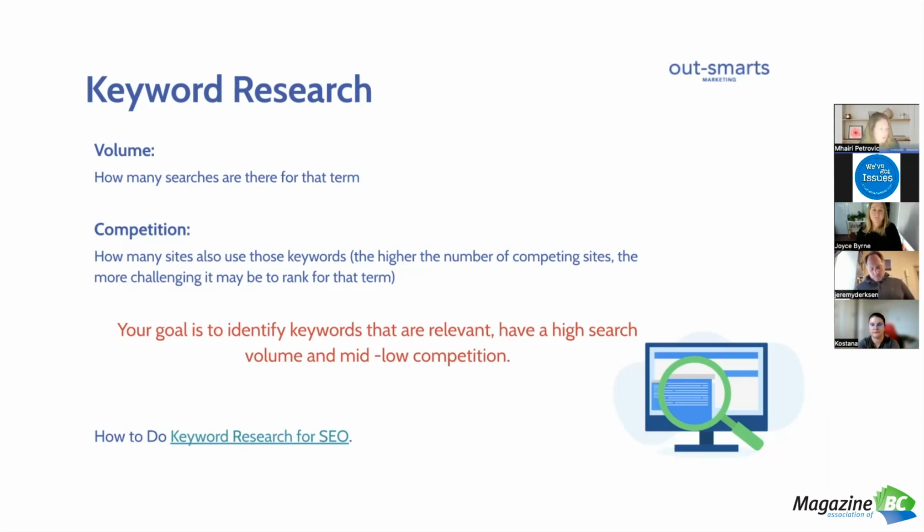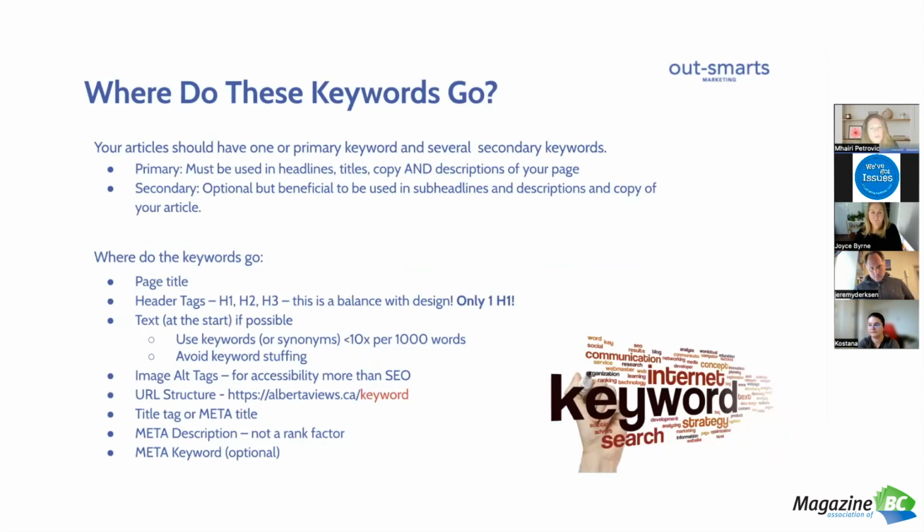So keyword research, you're looking at your volume, you're looking at your competition, and your goal is to identify keywords that are relevant, that are high search volume, and mid to low competition. And with the right keywords, you're going to be able to understand what users are searching for and take the opportunity to provide content that people are looking for, and use this to your advantage to create topics that are going to drive traffic to your articles.